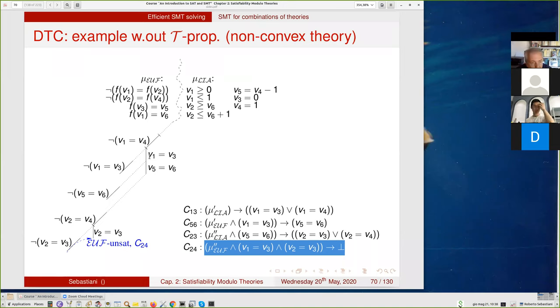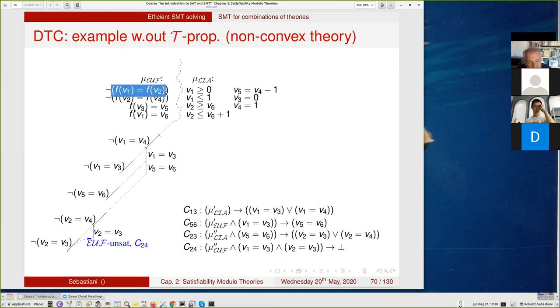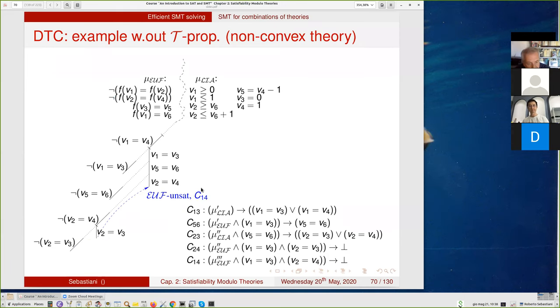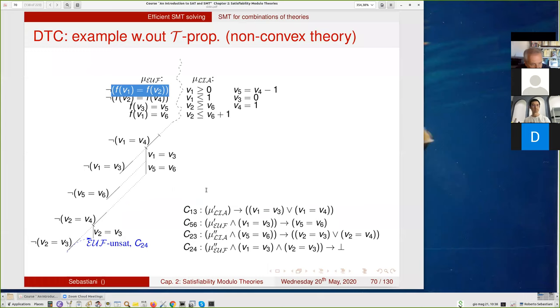V1 equals V2, okay, which is inconsistent here. Notice the combination of this with this says that V2 equals V1, okay, which is incompatible with this, the congruence. So you jump here and you undo this statement, which is V2 equals V1. Okay, so it undoes this one.